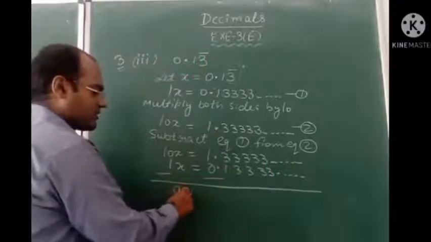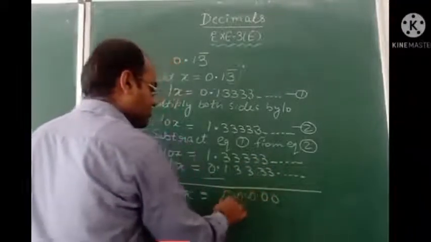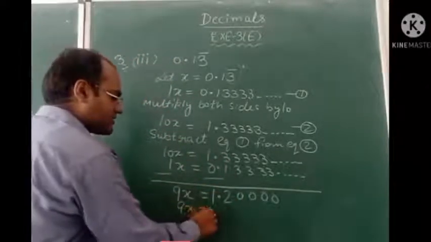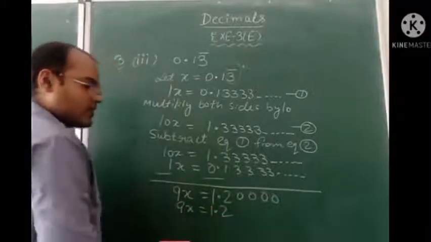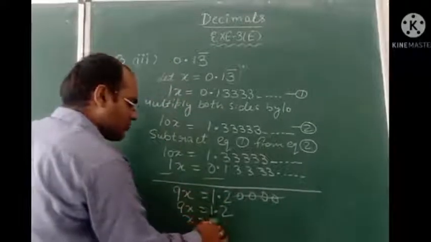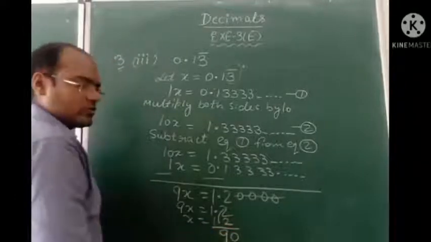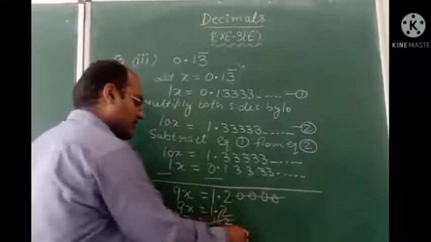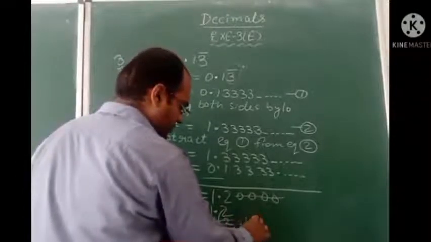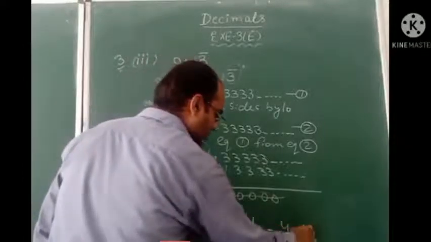10x minus 1x will become 9x. 3 minus 3 is 0, 0, 0, 0, 2. 1 minus 0 will be 1. So here we are getting 9x is equal to 1.2. These 0s do not have any value, so we will leave them. x is equal to 1.2 upon 9. The point we will remove, then we will take 0 in the denominator. Now these two will get cancelled with the table of 3. 3 4s are 12, 3 10s are 30. So the final answer we are getting here is 4 upon 30.